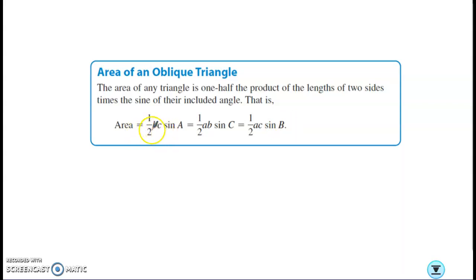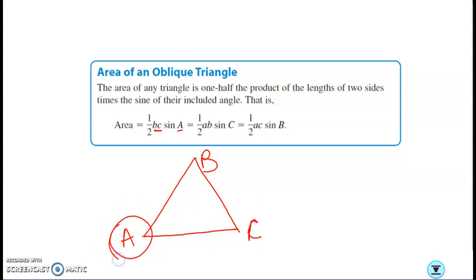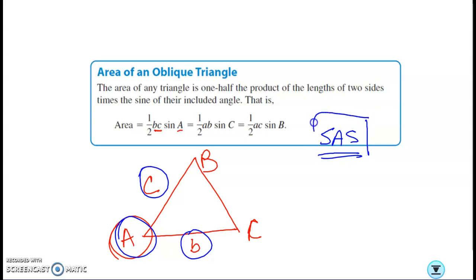If you look at the variables for the sides, they do not match the letter of the angle. So if that's the case, like if this is triangle ABC, and this is angle A, and this of course would be side B, and this would be side C, you have to know a side angle side situation to be able to do these formulas. So we have to know or be able to come up with side angle side.